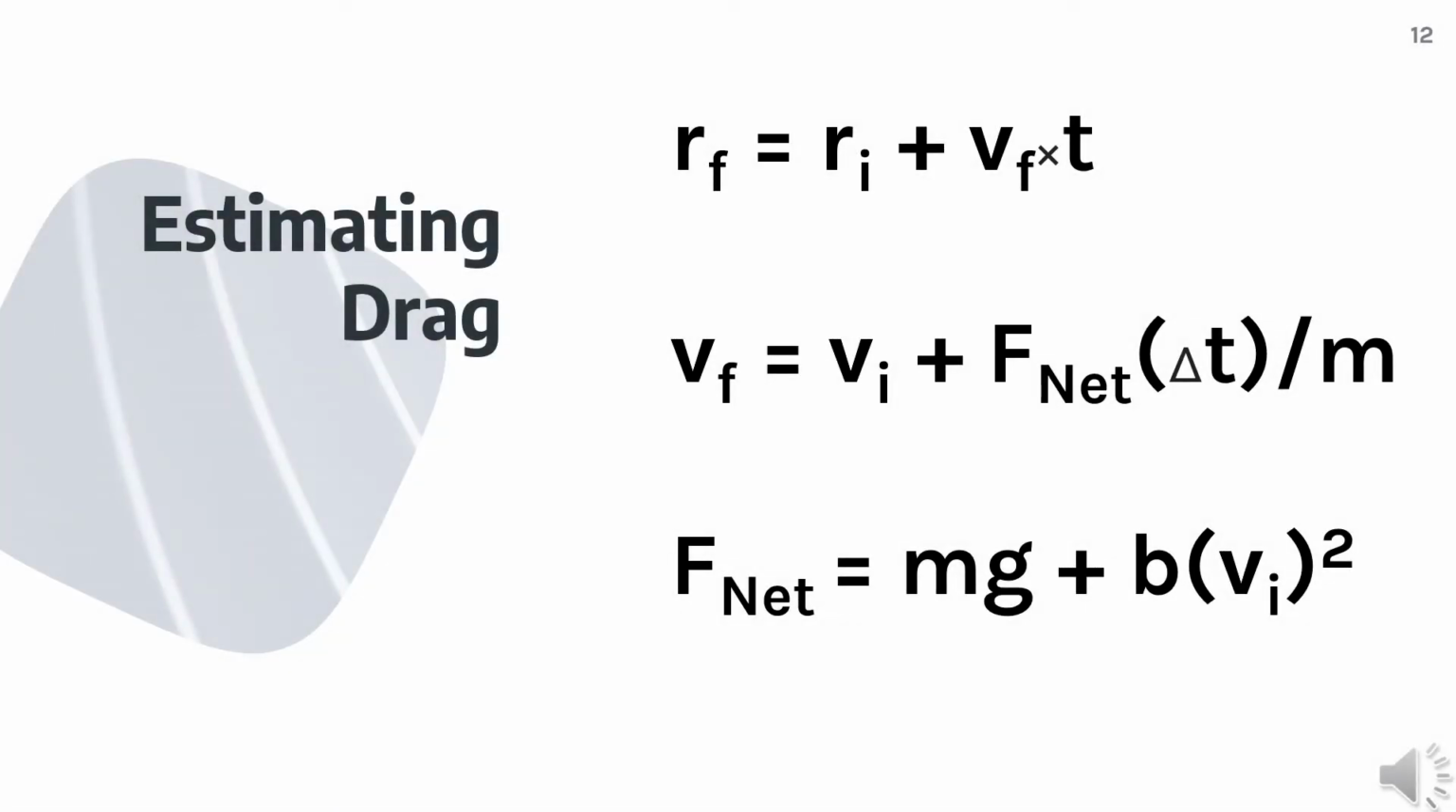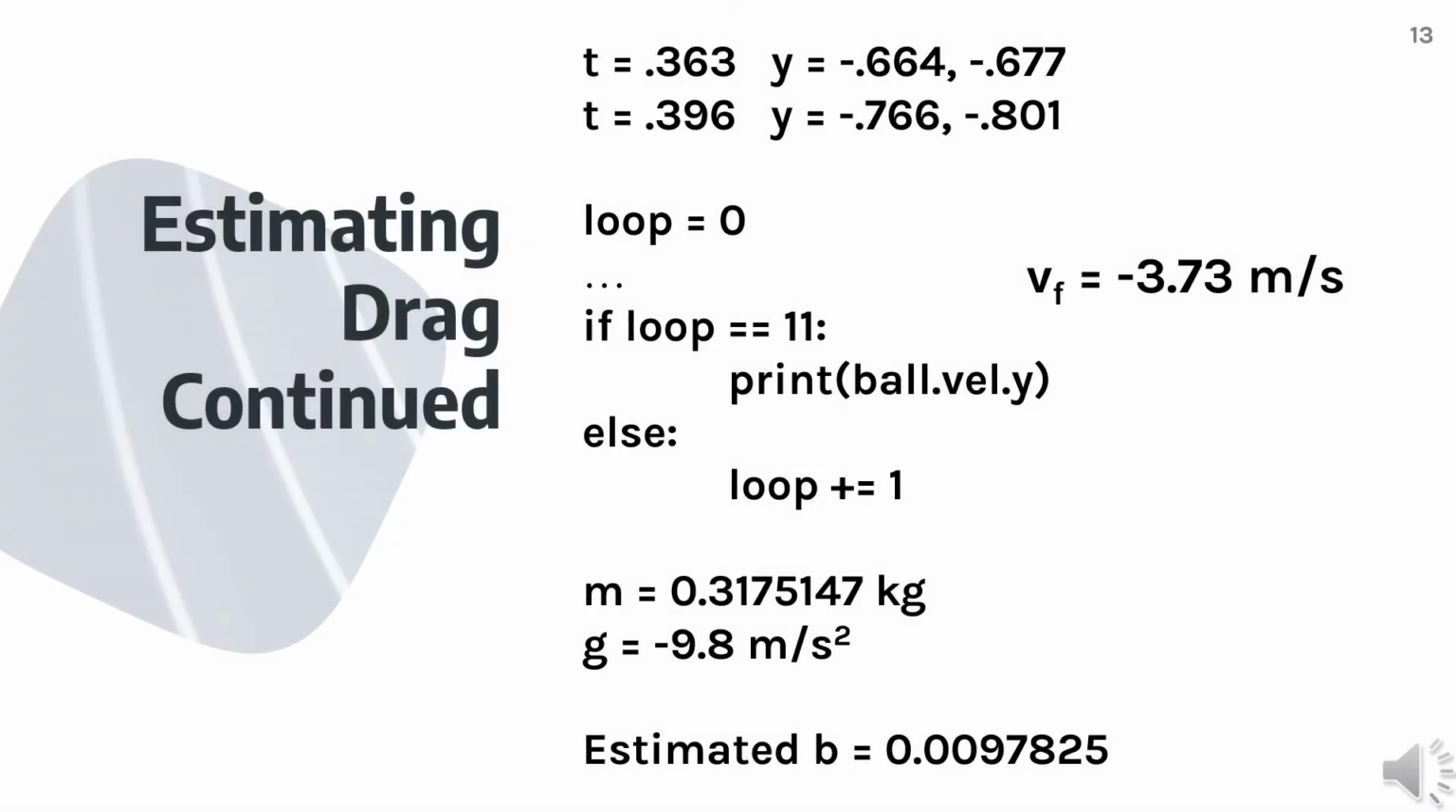To estimate the drag coefficient, I essentially worked backwards. Starting from the position update formula, I calculated the final velocity. Using that value, I plugged it into the velocity update formula to calculate the net force. Then I plugged it into the expression for net force. I used these time points since this was where the error became noticeable on my graph.